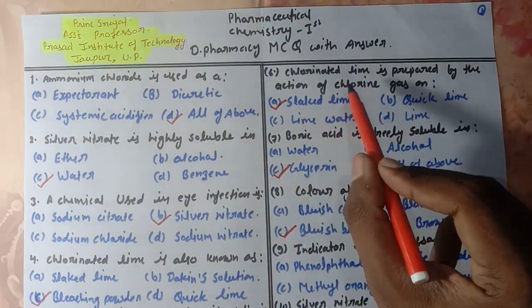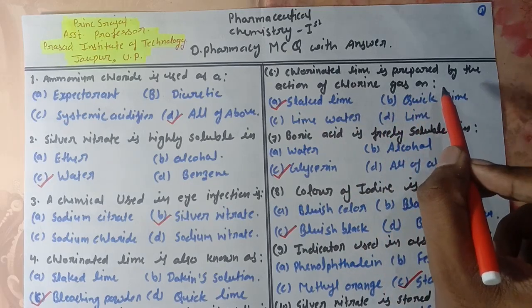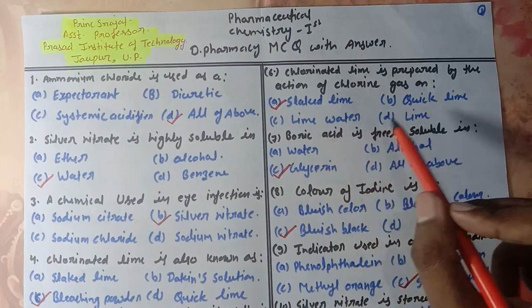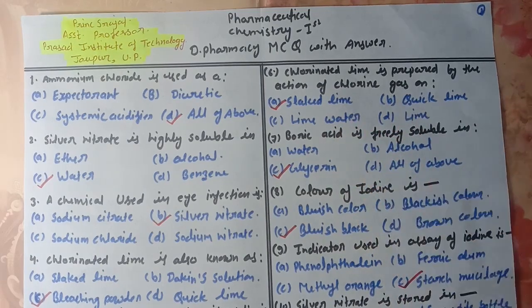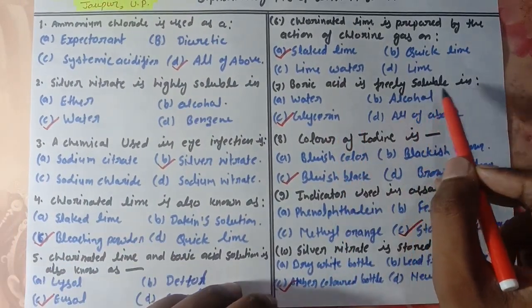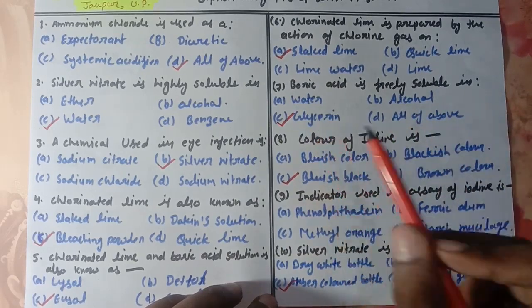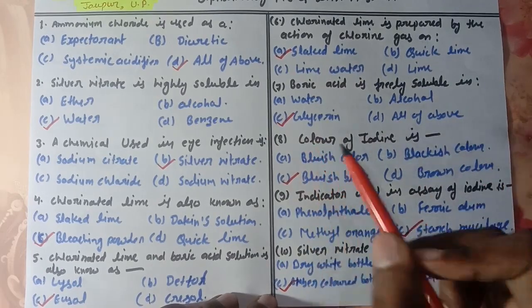Question number 6. Chlorinated lime is prepared by the action of chlorine gas on option A slaked lime, option B quick lime, option C lime water, option D lime. So the answer is A, slaked lime. Question number 7. Boric acid is freely soluble in option A water, option B alcohol, option C glycerin, option D all of above. So the answer is C, glycerin.